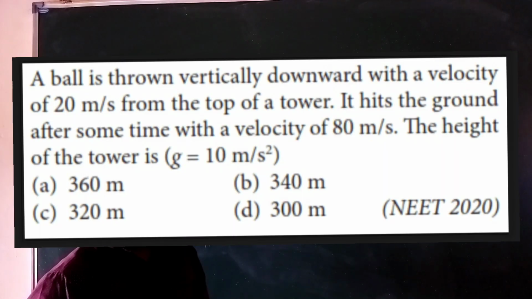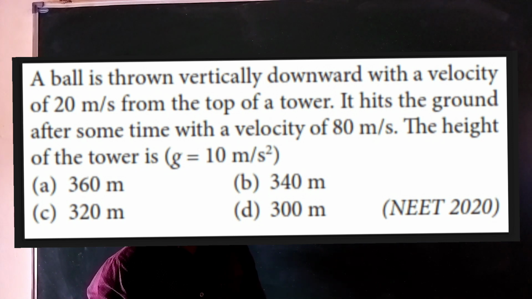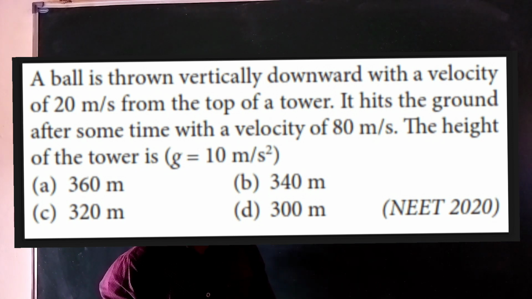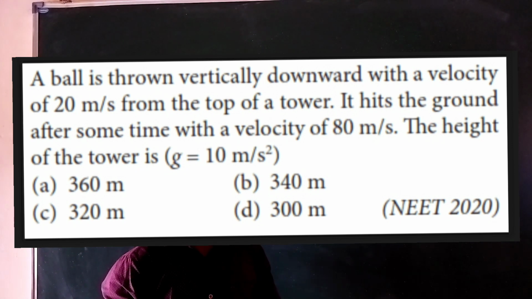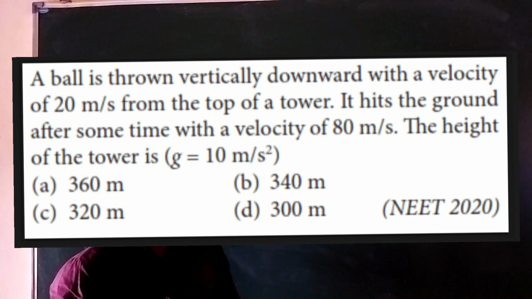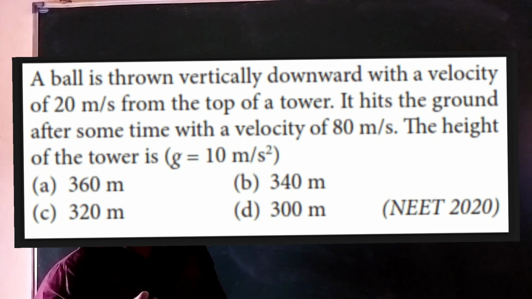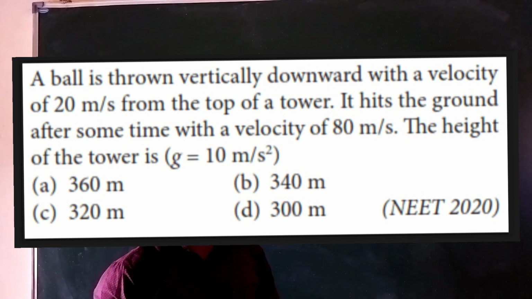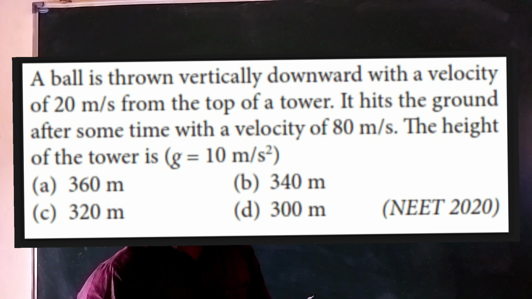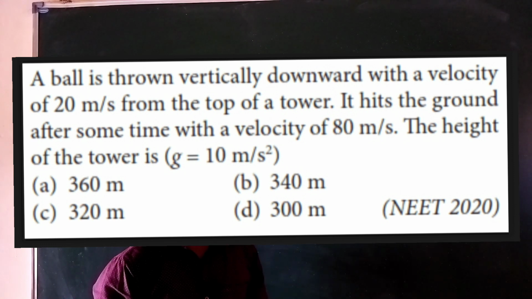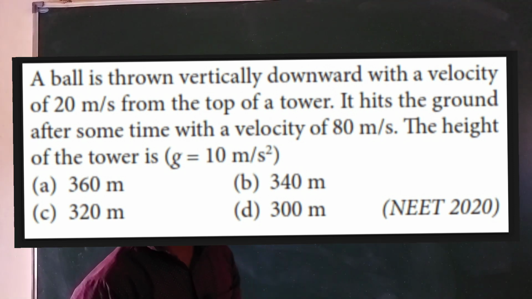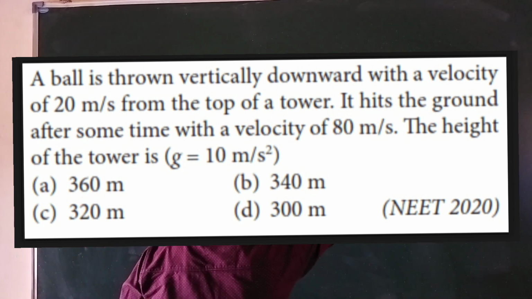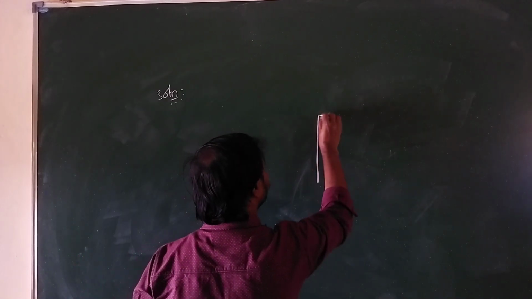Next question. A ball is thrown vertically upward with a velocity of 20 meter per second from the top of a tower. It hits the ground after some time with a velocity of 80 meter per second. Then we have to find the height of the tower. The g value is given as 10 meter per second square. Say this is a tower.